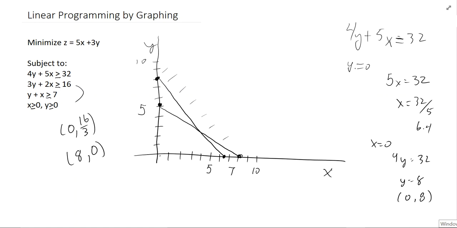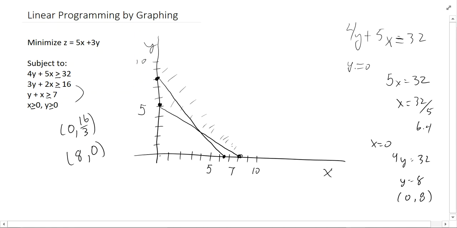Again, I'm looking at which side of that needs to be shaded. (0, 0) is not a solution, since 0 is not greater than or equal to 16. So I want the side opposite that, so I don't include the (0, 0) side. I want the side that's out here.